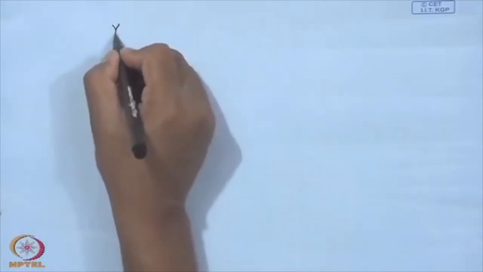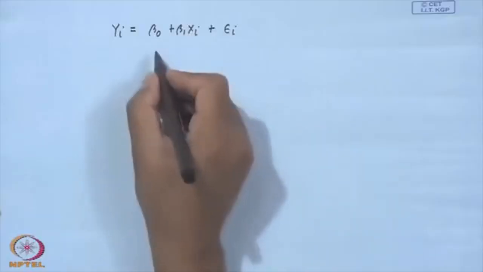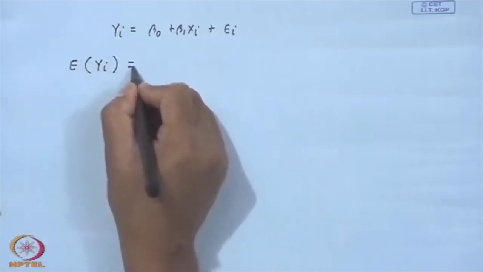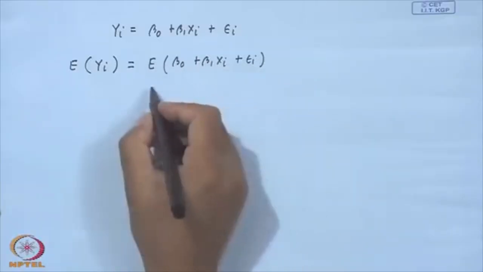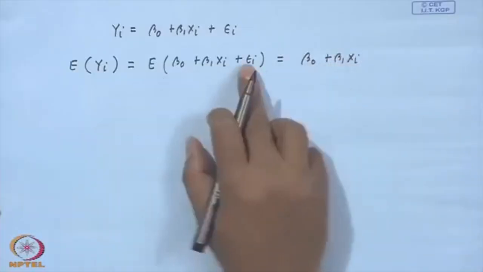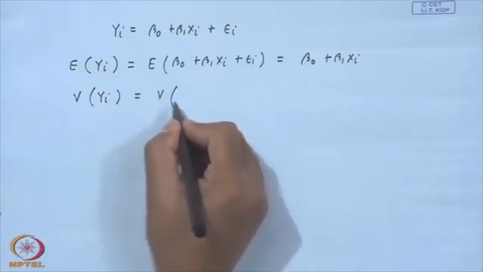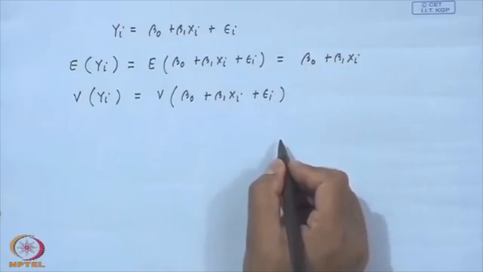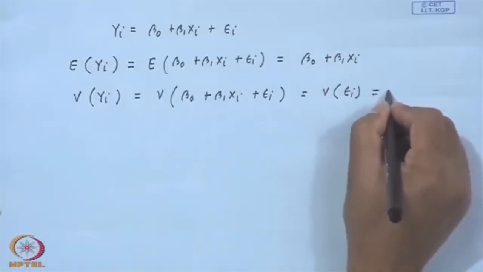So, I can write, y i is equal to beta naught plus beta 1 x i plus epsilon i. From here, I can write expectation of y i is equal to expectation of beta naught plus beta 1 x i plus epsilon i, right. And this is equal to beta naught plus beta 1 x i plus expectation of epsilon i, which is equal to 0. And what is the variance of y i? Variance of y i is equal to variance of beta naught plus beta 1 x i plus epsilon i, which is equal to variance of epsilon i, because these are not random variable, right. So, which is equal to sigma square.